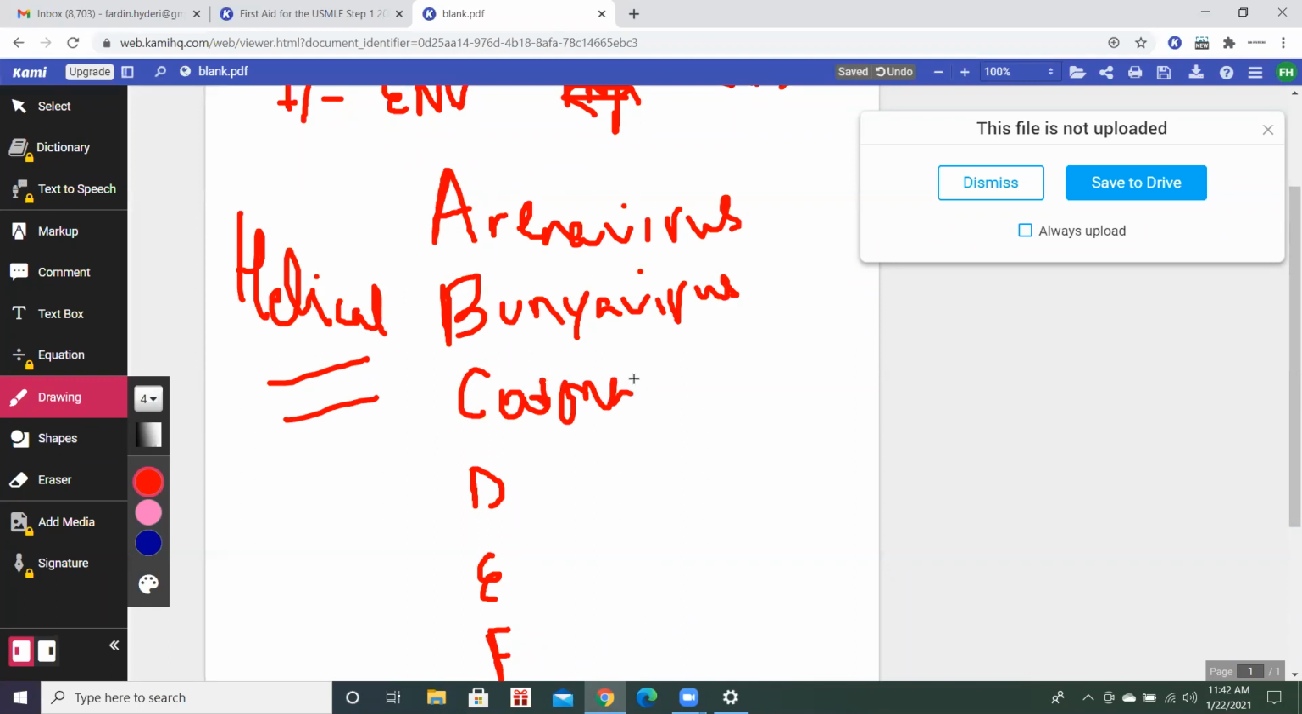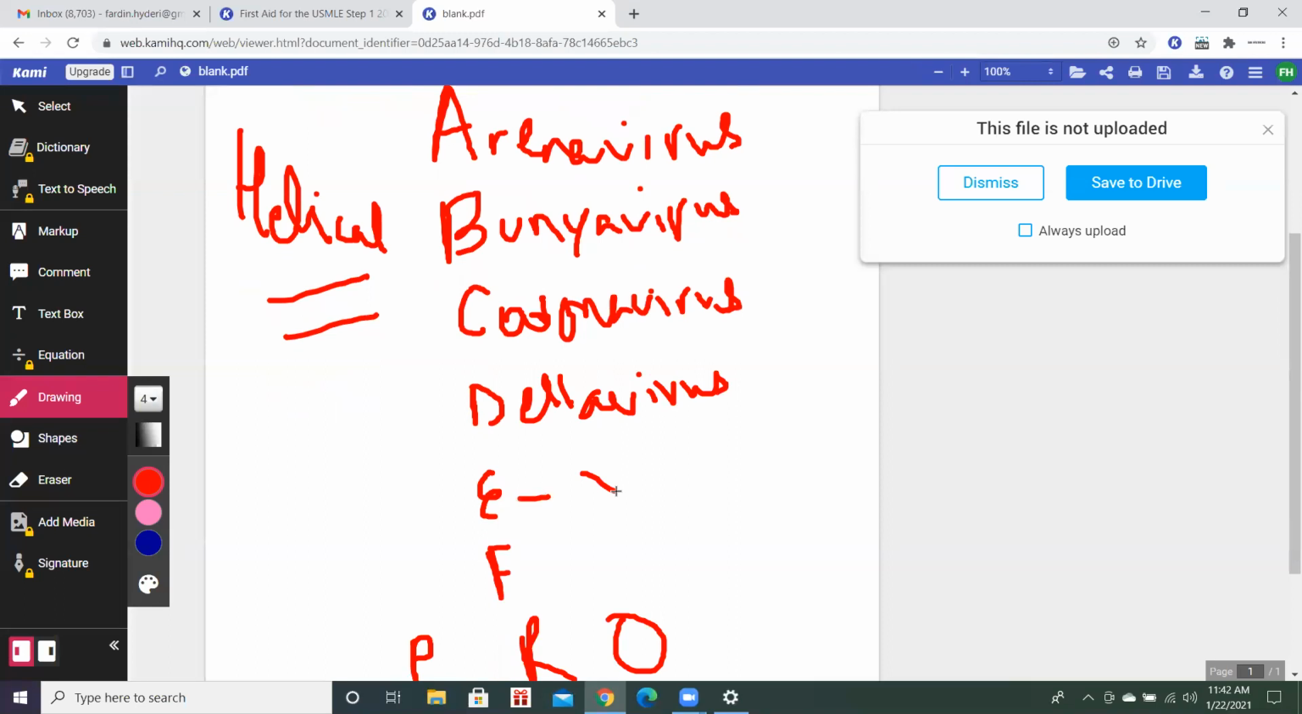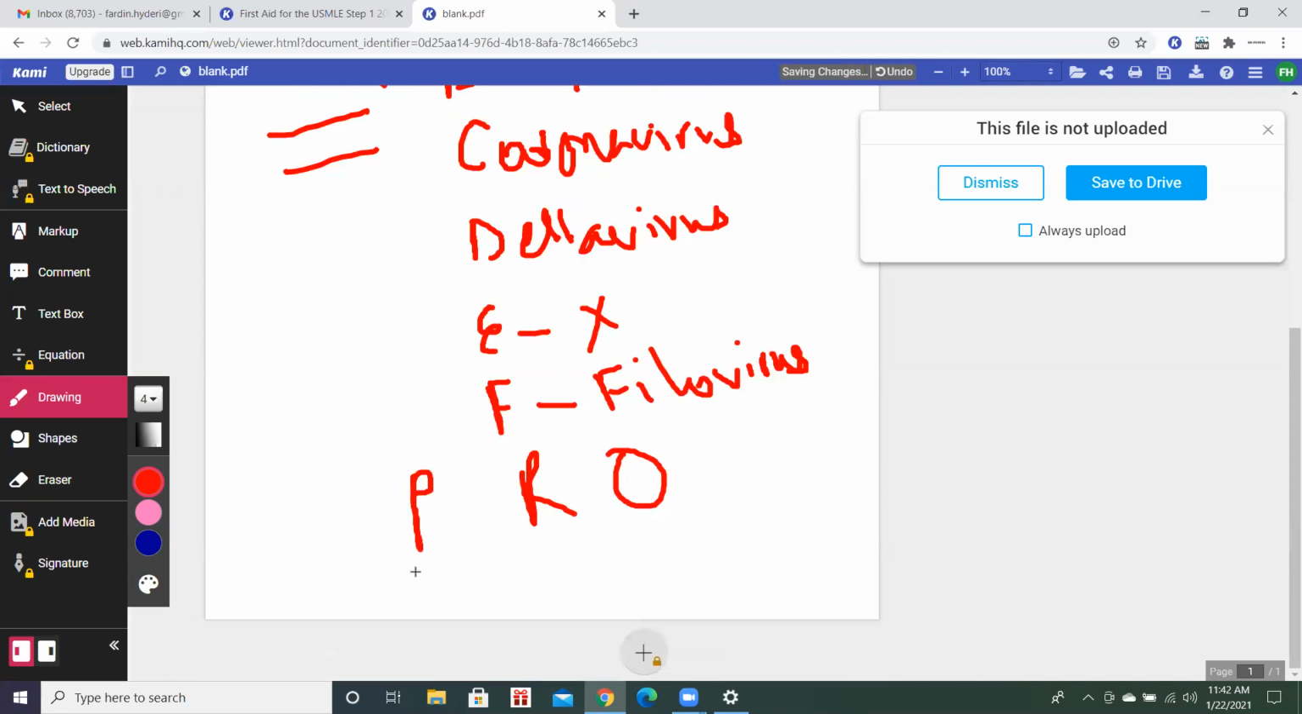With D, you have delta virus. E is apparently nothing, so there's nothing for E. F is for phylovirus, not flavi. Okay, F is for phylovirus. P is for paramyxovirus. R is for rhabdovirus, meaning rhabdovirus or rabies virus, right?